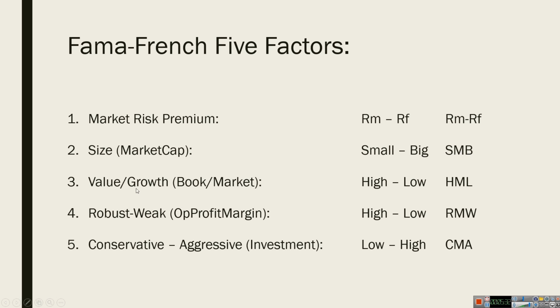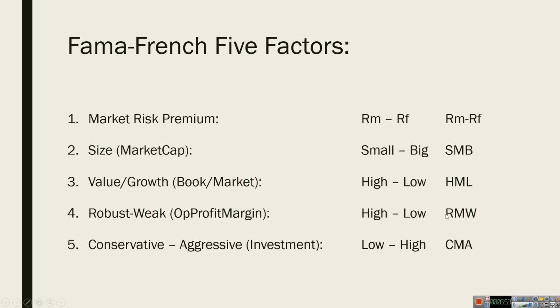Then there's the value growth one, which I've just been showing you. They use book to market, and high minus low is their factor here. They've added two more, one of which relates to the operating profit margins of companies. They call the strong, higher ones robust versus the weaker, low ones.